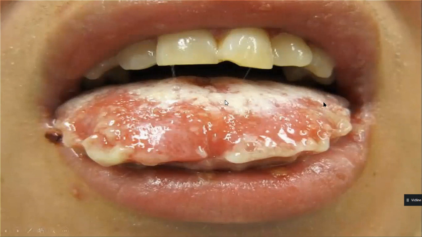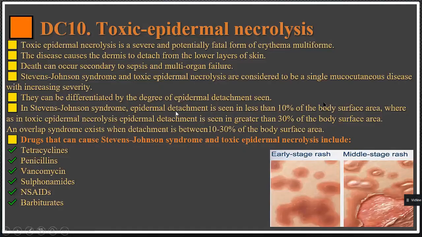And the involvement here of mucous membrane. Number 10, toxic epidermal necrolysis, the same issue. As we said, same drugs, and here is the difference in involvement. And as we said, it's a potentially fatal form of erythema multiforme.